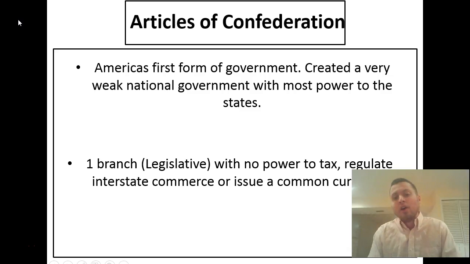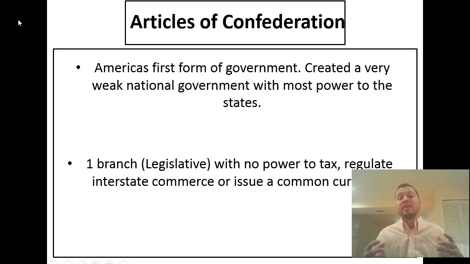Also, no power to regulate interstate commerce. So if there's issues between the states about business, the Articles of Confederation cannot do anything about it. Or to issue a common national currency. There was no common national currency with the Articles of Confederation. All right, so we got weak government. It didn't work out at all.